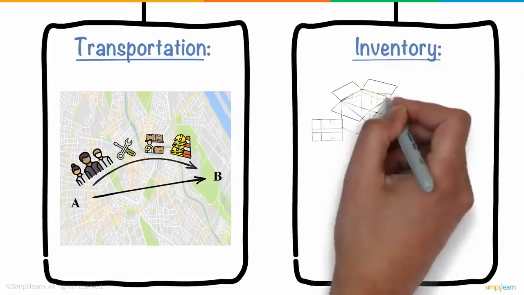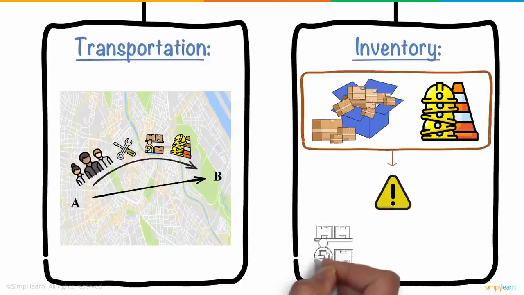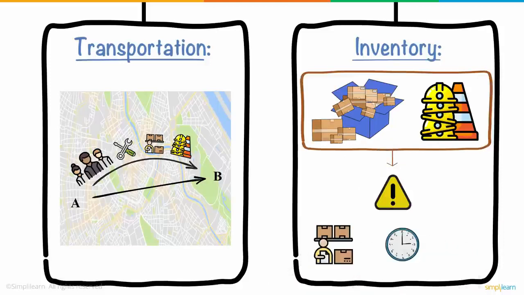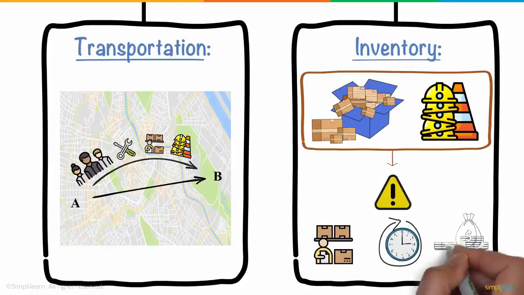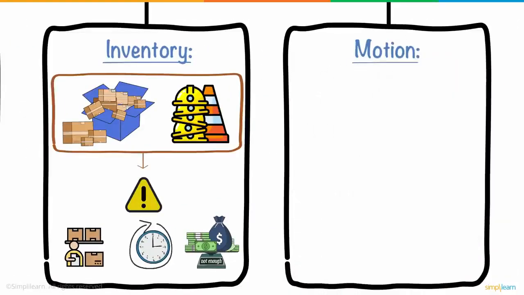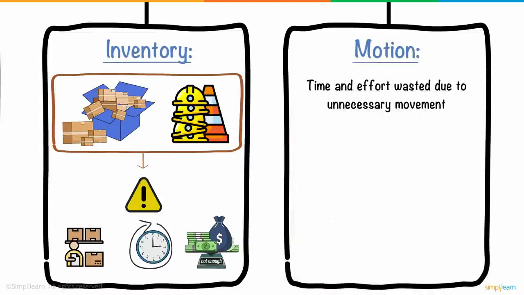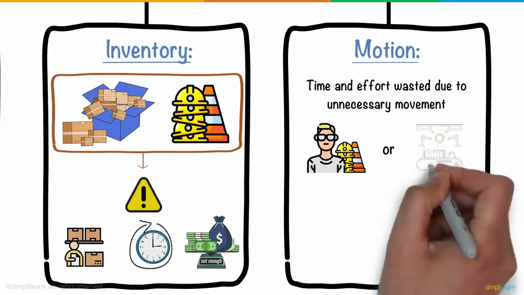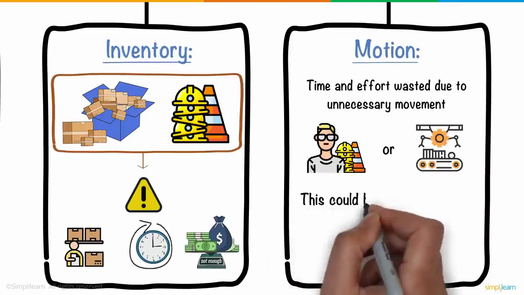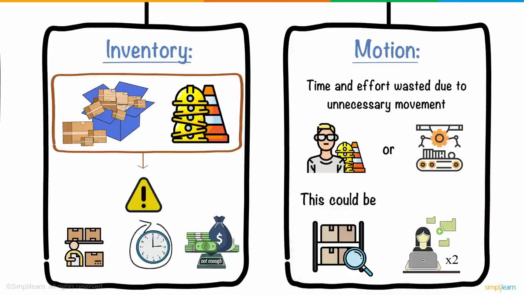2. Inventory. This waste occurs due to having more products and materials than required. This can cause damage and defects to products or materials, greater time for completion, inefficient allocation of capital, and so on. 3. Motion. This refers to the time and effort wasted due to unnecessary movement of people, equipment, or machinery. This could be sitting through inventory, double data entry, and so on.